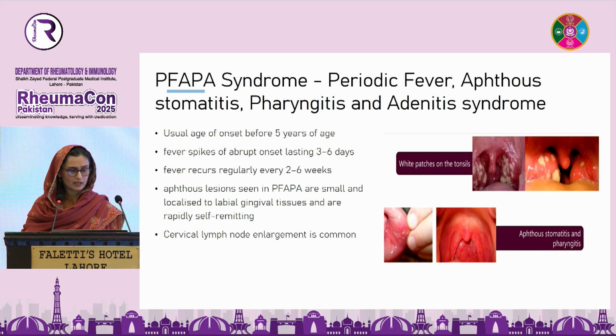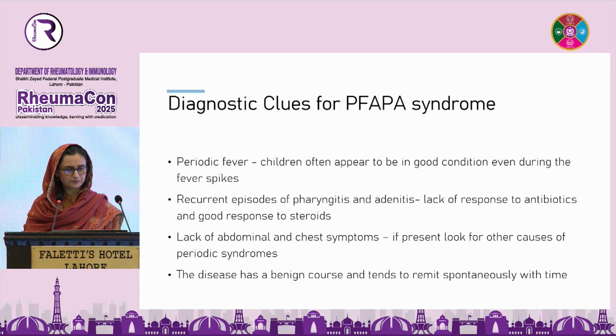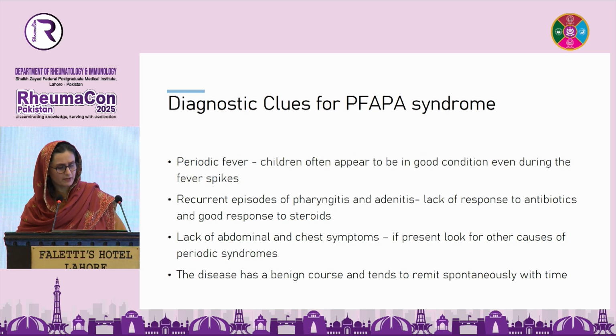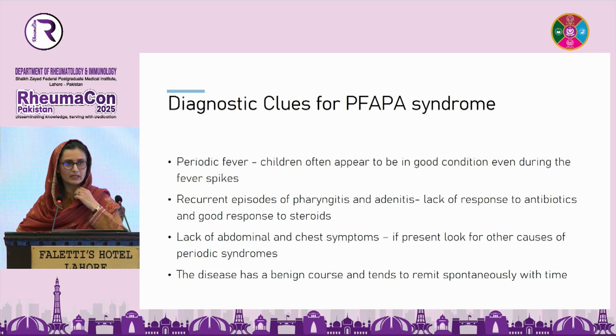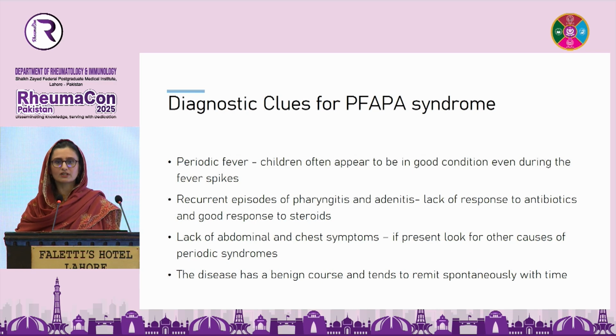Along with the fever, there are prominent aphthous lesions in the gingival tissue. And along with that, patients also have enlarged tonsils, cervical lymphadenopathy. So the clues to diagnosis of PFAPA syndrome include periodic fever, recurrent episodes of pharyngitis and adenitis, and this one feature also makes them prone to wrong diagnosis. You know, a lot of them are misdiagnosed as having tonsillitis.